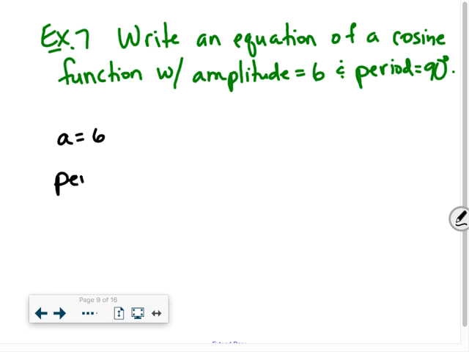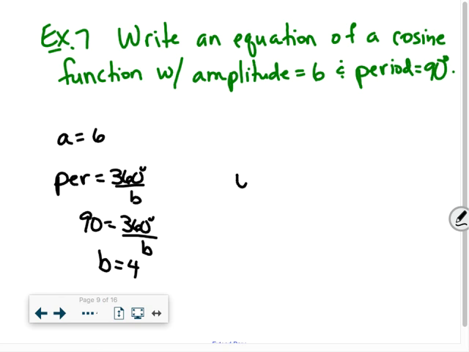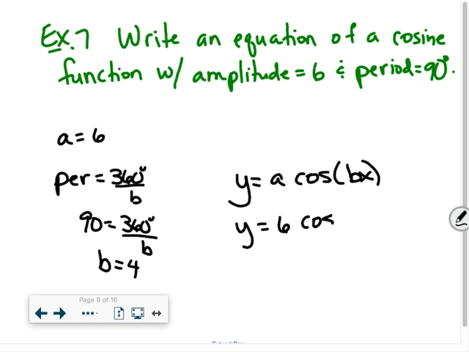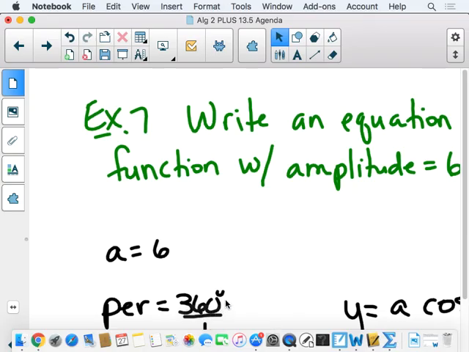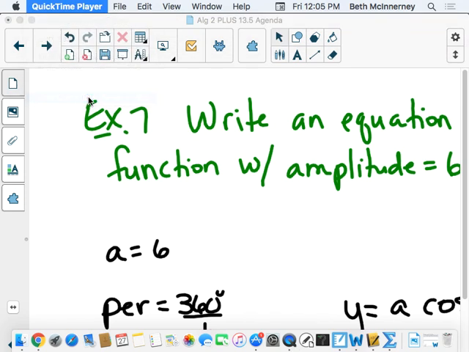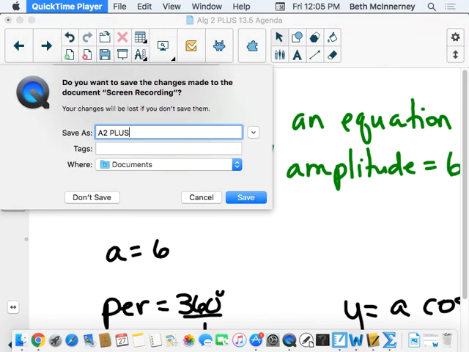To get the period length, it's 360 divided by B, and I think we can do that one in our head. 360 divided by what is 90, that's 4. So you're plugging into y equals cosine bx. So y equals 6 cosine 4x. All right, any questions on that? All right.